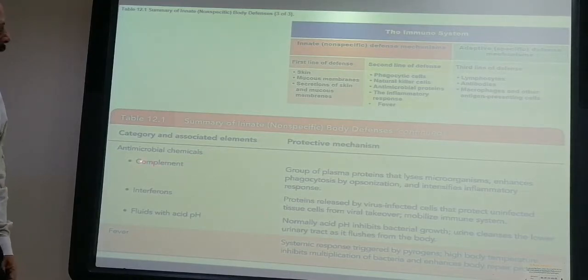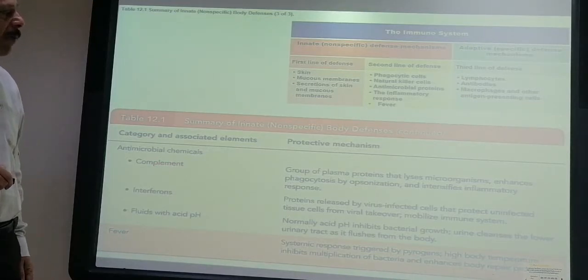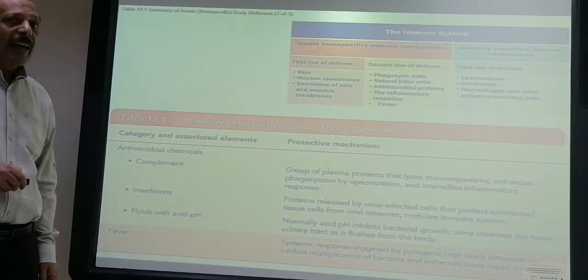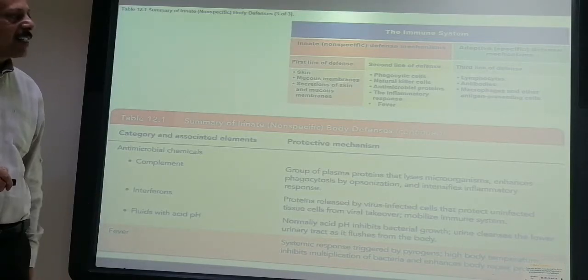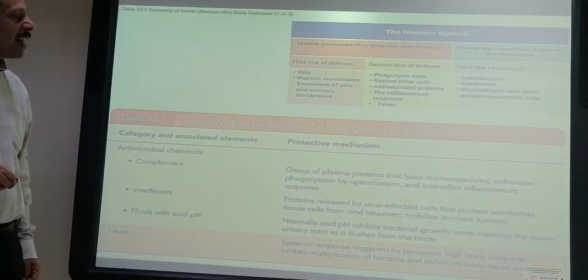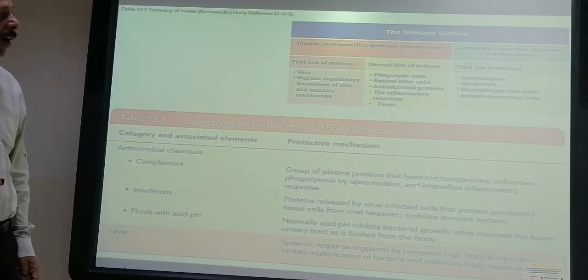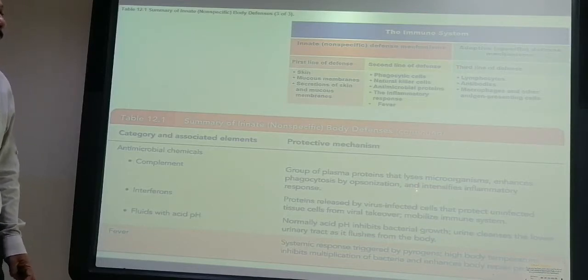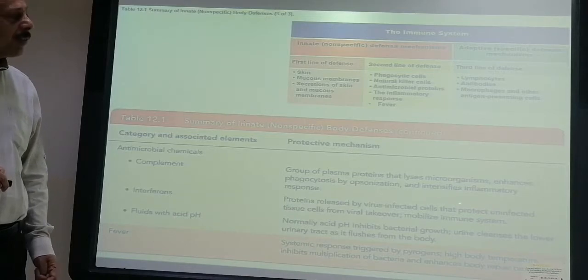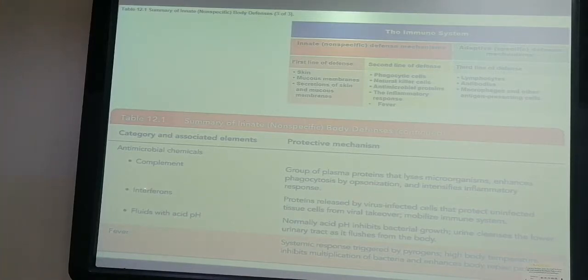From the antimicrobial chemicals we have something which is called the complement. The complement is a group of plasma proteins that will lead to lysis of microorganisms and enhance phagocytosis by opsonization. And the interferon, fight the inflammatory process. So they will increase the inflammatory process.